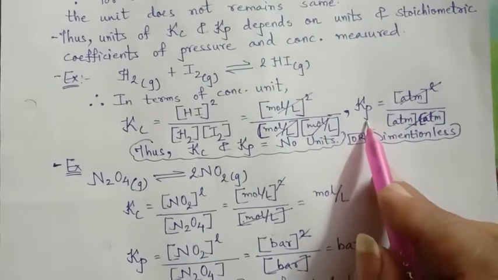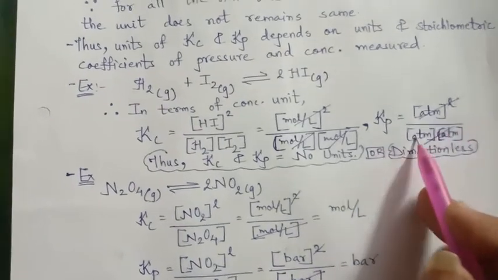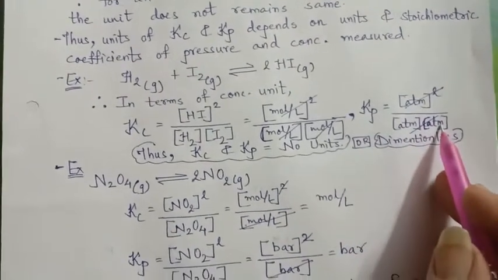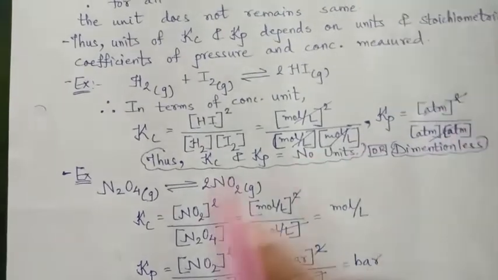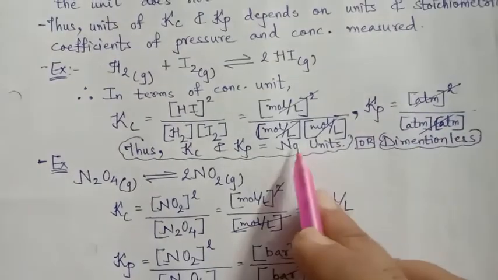And for Kp, atmosphere raised to square, atmosphere into atmosphere. Suppose pressure is in atmosphere. So it will also cancel. Thus, Kc and Kp have no units.